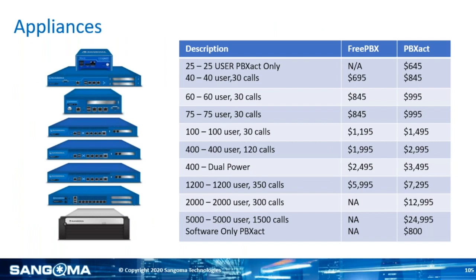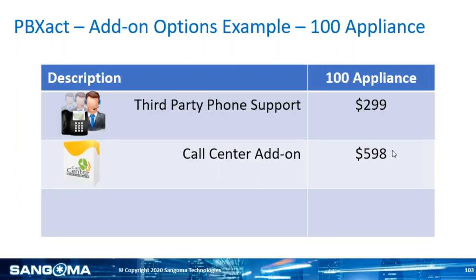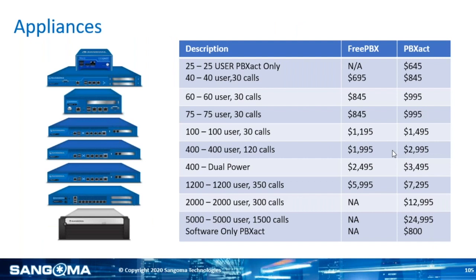So let's go ahead and look at the appliances and look at the delta in price. So 100 user and below, so the 75, 60, 40, and 25, adding on call center, this pricing is going to apply: $150, $225 a year for the peace of mind package, $598 for the call center add-on. And if you compare that to a FreePBX appliance, for $300 extra, you're getting Zulu and thousands of dollars worth of modules.